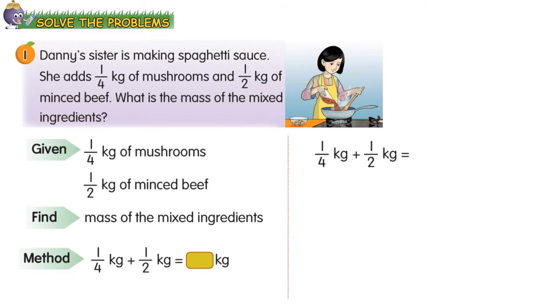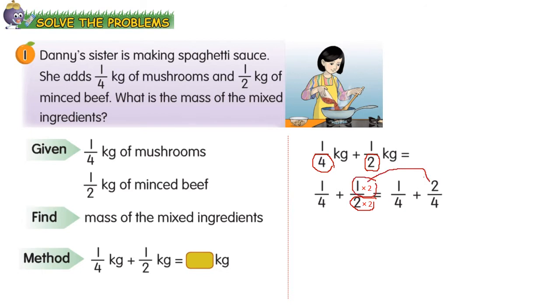So this is a fraction question. Remember, when you answer fraction questions, always look at the denominator. The denominator here is not the same, so we have to equalize. So 4 and 2. You have to make 2 become 4. So 2 times what makes 4? It is 2 times 2. So 2 times 2 is 4, and 1 times 2 is 2.